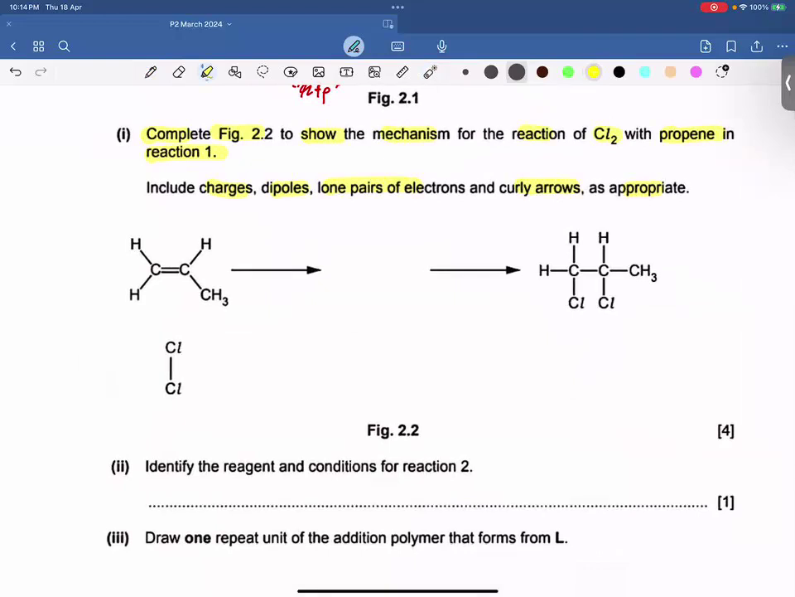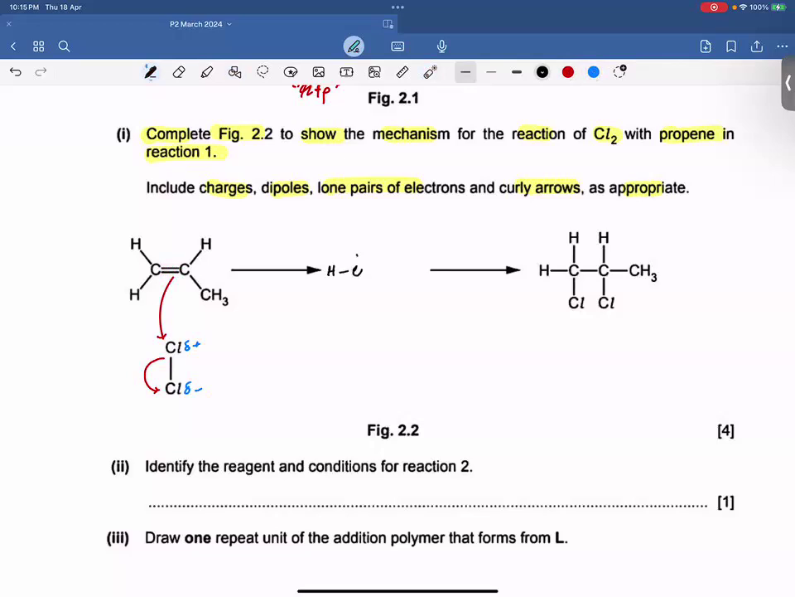So first of all, we need to make induced dipoles on the chlorine molecule, and these induced dipoles appear due to the presence of the pi bond, right? As soon as the charges appear on the chlorine molecule, this pi bond will interact with this electron deficient chlorine so that a carbon chlorine bond is formed. At the same time, this chlorine leaves in the form of chloride.